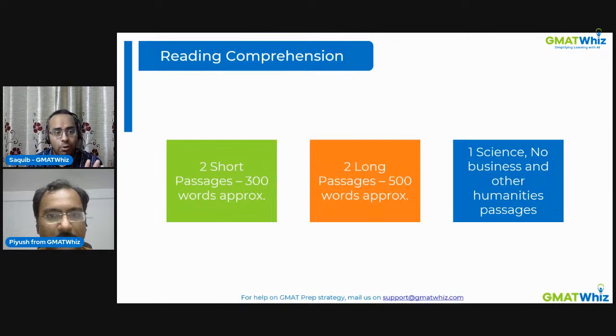I spent a lot of time on my long passage. I did not panic, by the way. So I thought, okay, let me come to that part separately.